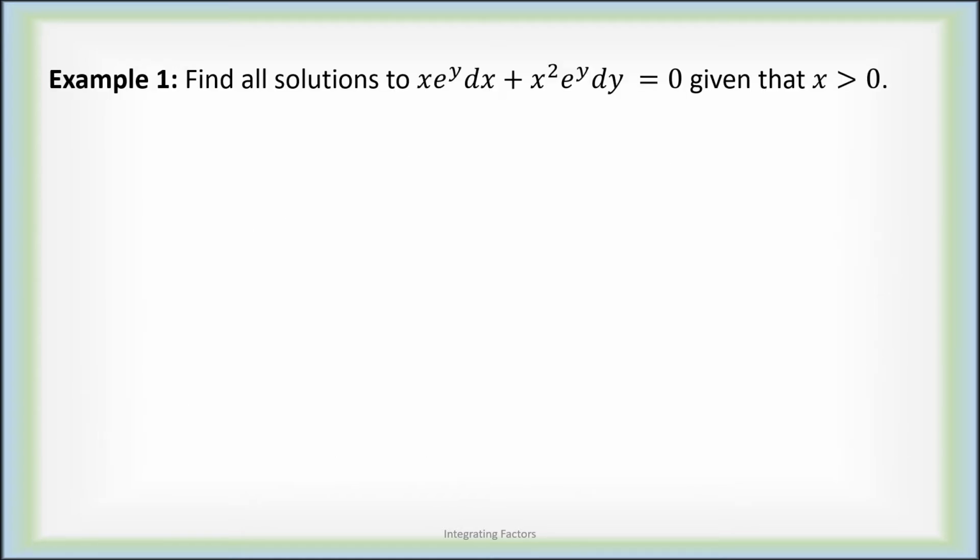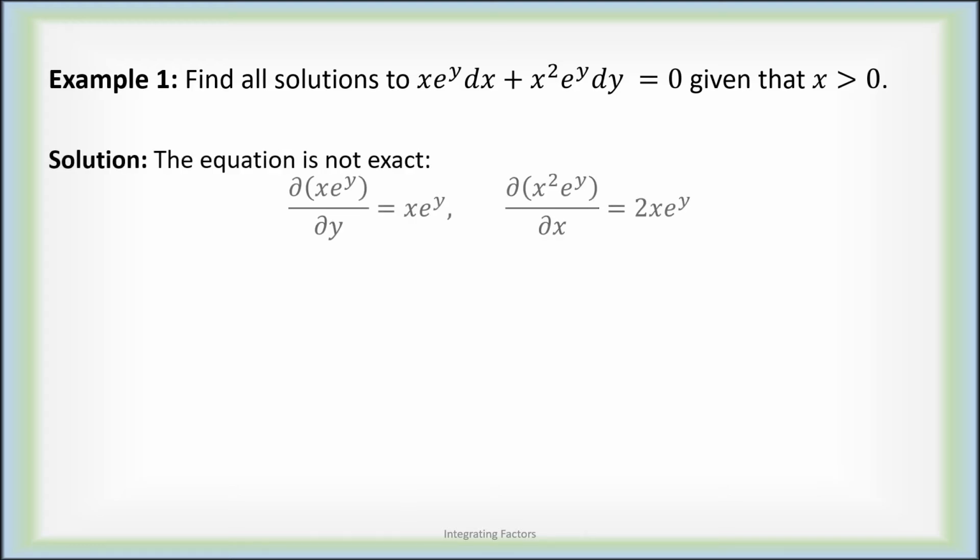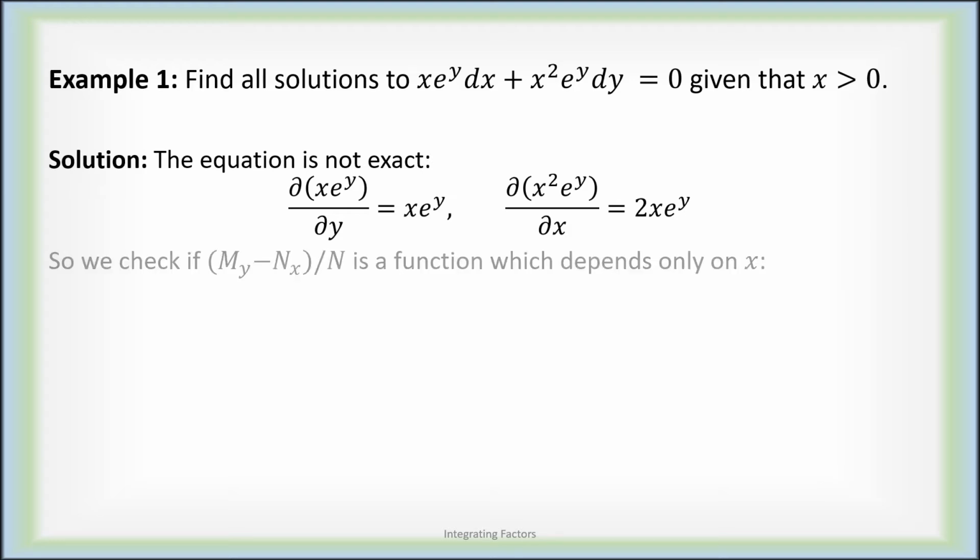Okay, let's try some examples. Find solutions to x e^y dx plus x^2 e^y dy equals 0, and we're going to assume that x is positive. The equation isn't exact. If I take a y partial of that first term, I just get x e^y, and if I take an x partial of the second, I get 2x e^y, and those are not the same thing.